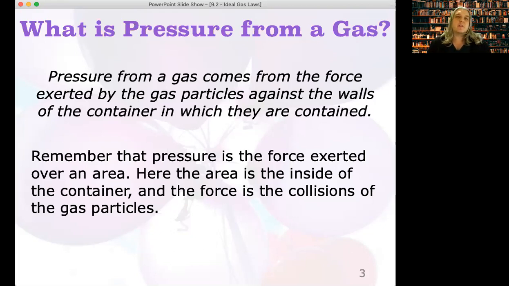Pressure needs a force applied over an area. In this case, the force is from the collisions, and the area is just the whole inside of the container that is facing the gas. So that's all pressure from a gas is. And if we keep that mental picture of these particles flying around and bouncing into the walls, because they just fly in a straight line until they hit something. They might hit another gas particle and go off in a different direction, but eventually they'll hit a wall and bounce off that. There are no other forces on these particles. There's gravity, but we'll ignore that for now. There are no other forces inside the container except for those collisions, right?